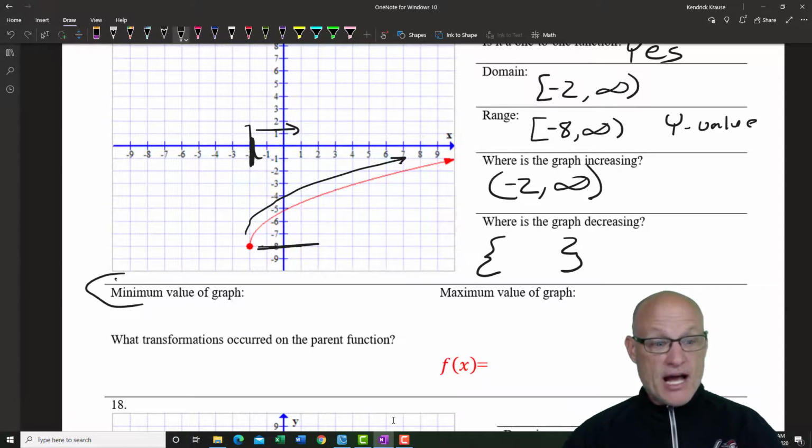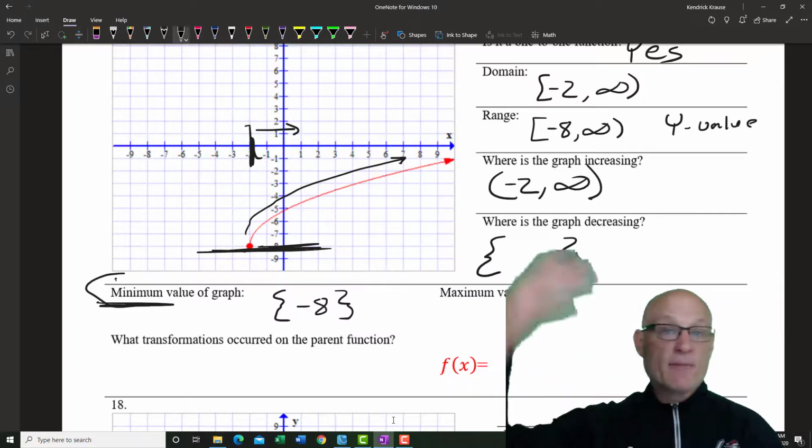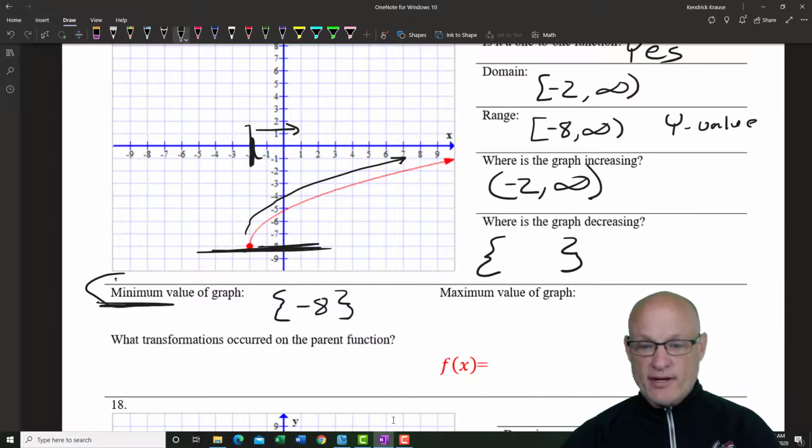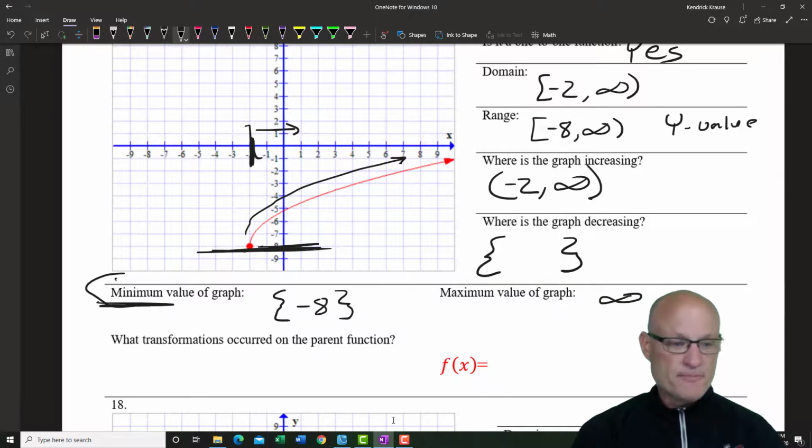Minimum. Now we're going to use y values. The minimum y value is negative 8. What's the maximum y value? Well, it's going up forever and ever and ever, so the maximum y value is infinity.